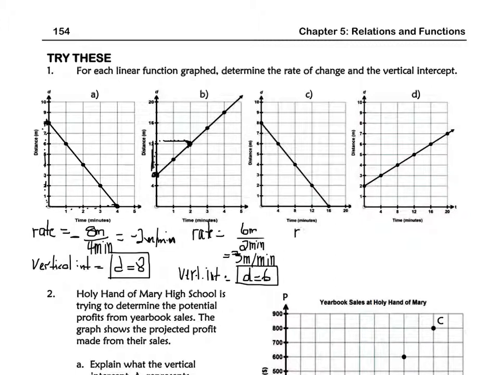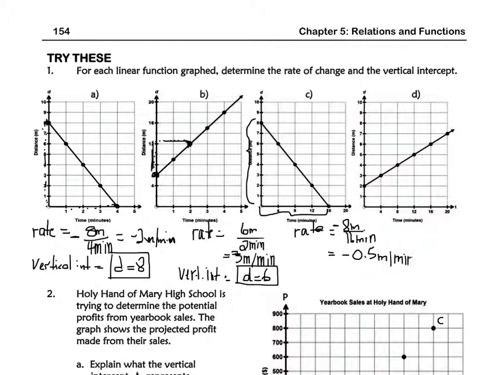The next graph, the rate, just pick again the intercepts and look at it. You've got 8 meters covered in 16 minutes. But again, if you look at the direction of the line, it's going down as time goes on, so that would be a negative rate of change. And if we reduce that, 8 goes into 8 once, 8 goes into 16 twice, so negative a half.